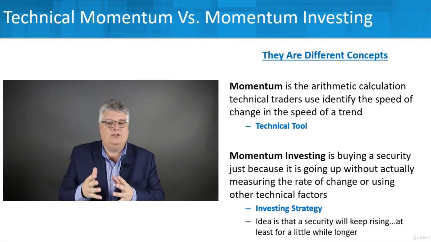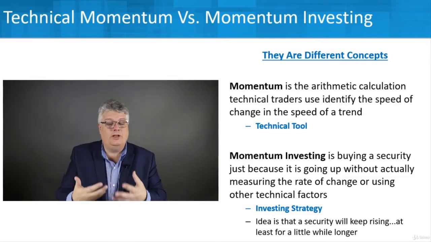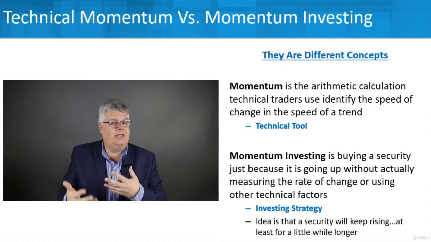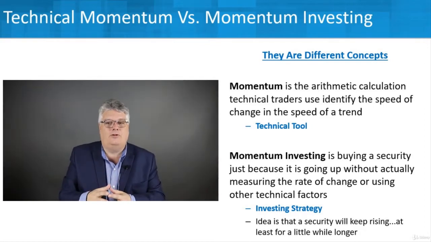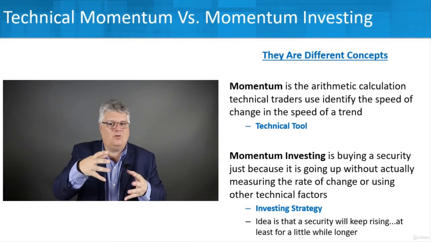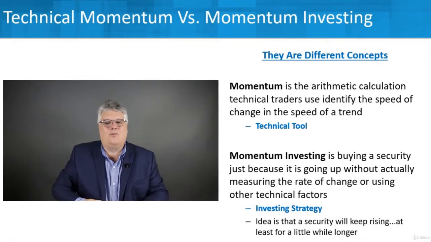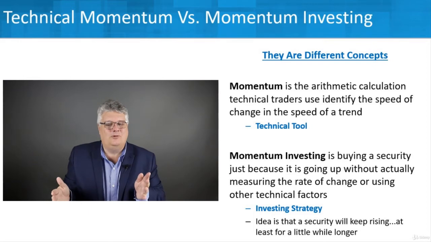Momentum investing, as opposed to that, is really about buying a security. It's an investing strategy just because that security is going up, without actually measuring things like the rate of change or using possibly even any technical factor at all. So it's more of a strategy of investing. The idea behind the strategy is that if something's already rising, it will keep rising, or at least for a little bit longer. It's got that momentum behind it. Or if the momentum's going downward, it's the same thing, where it will keep going downward.